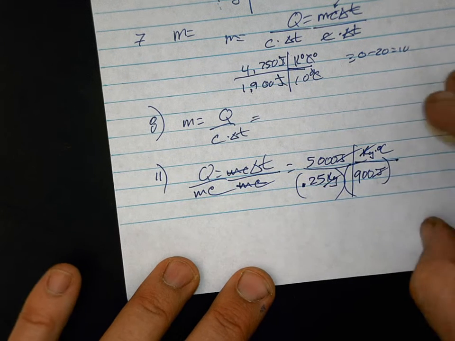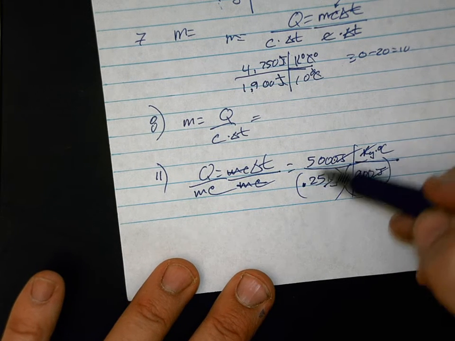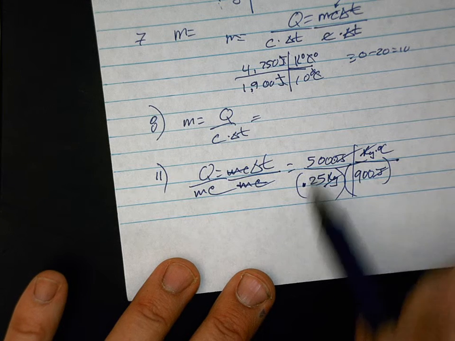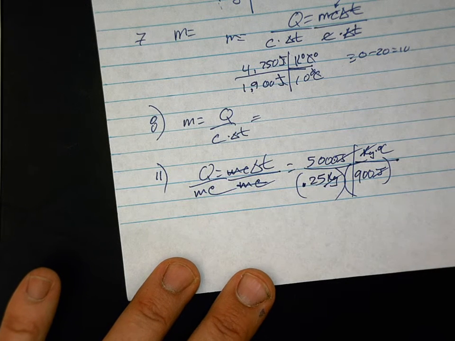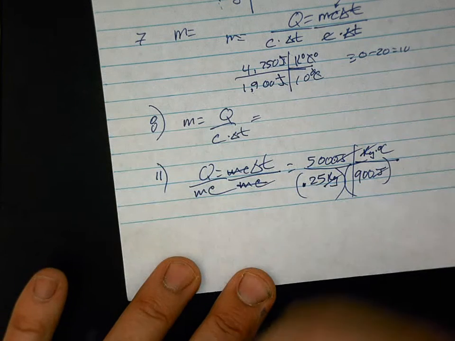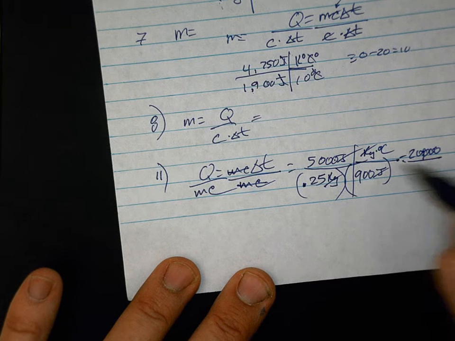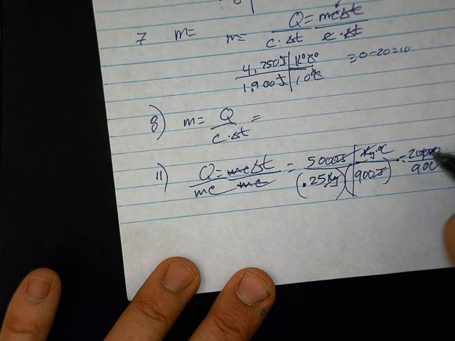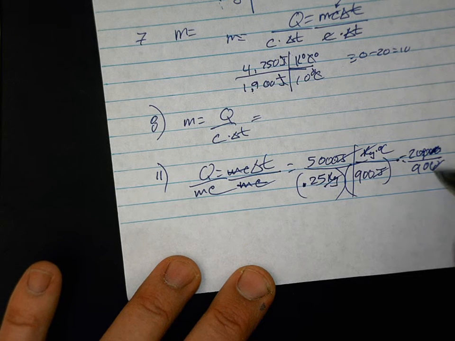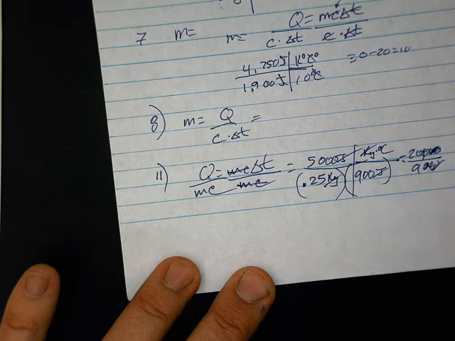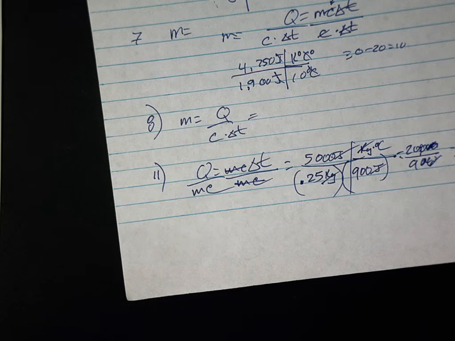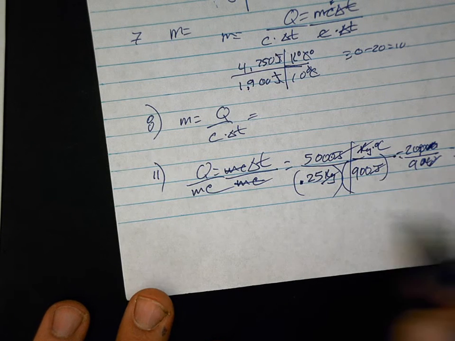Now to get the answer, you'll have 5,000 divided by 0.25, which basically makes that 5,000 times 4, which is 20,000. That ends up being 20,000 divided by 900, and you can cancel off those zeros. So 200 divided by 9 will be your answer, and that's going to be in degrees Celsius because we're looking for delta T.